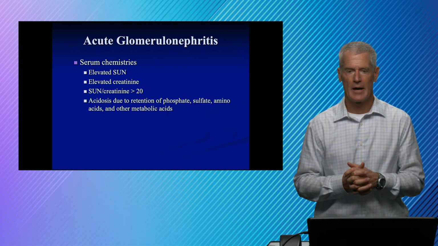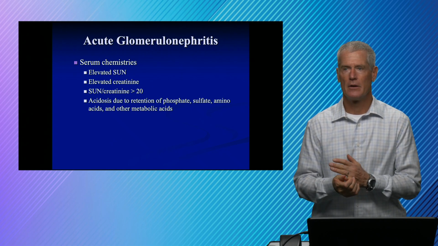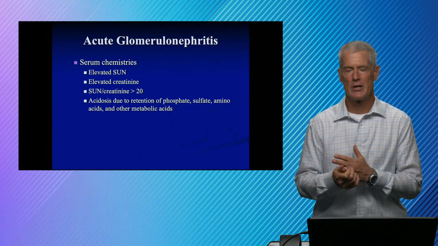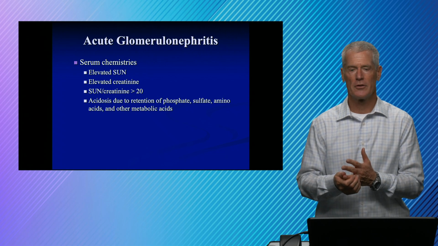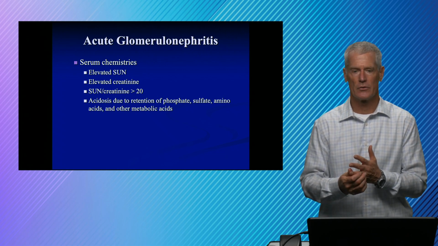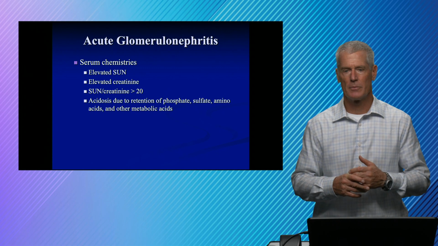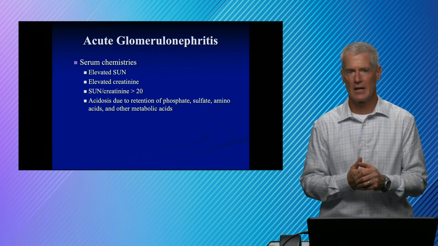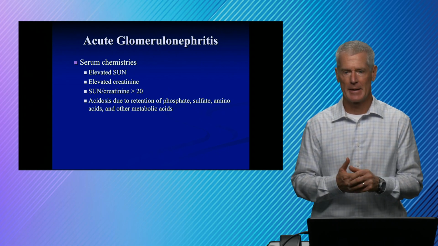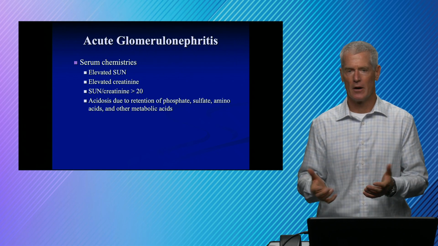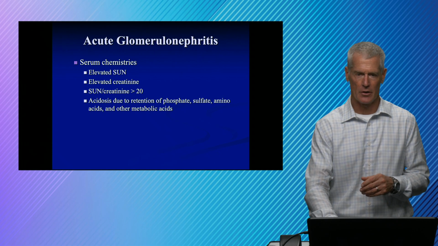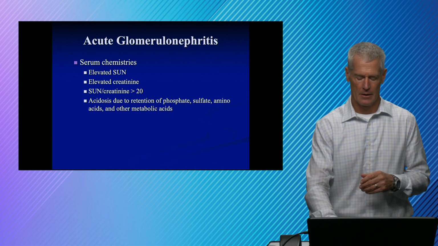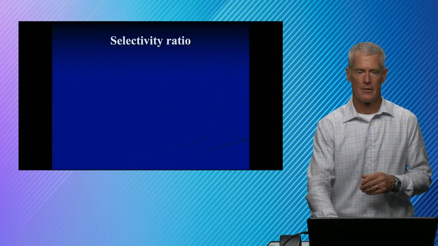So labs that you're going to find are an elevated urea nitrogen and elevated creatinine. The SUN creatinine ratio goes up because the urea goes up higher relative to the amount of creatinine that goes up. You get acidosis because one of your main functions of the kidney is to maintain acid-base balance, and you get a buildup of acids. You also get hyperkalemia, which is also a very common finding in kidney injury.